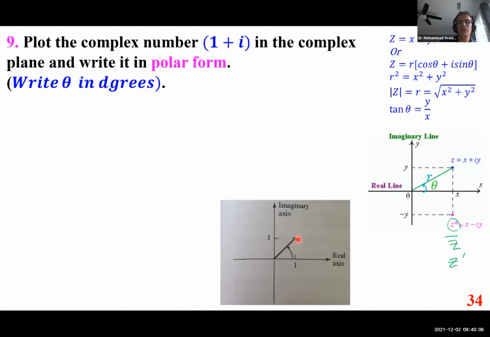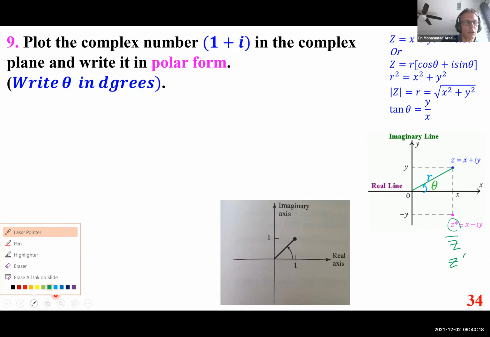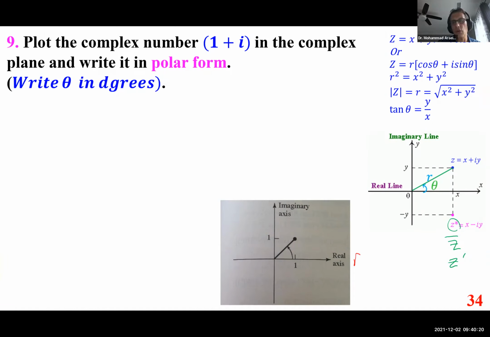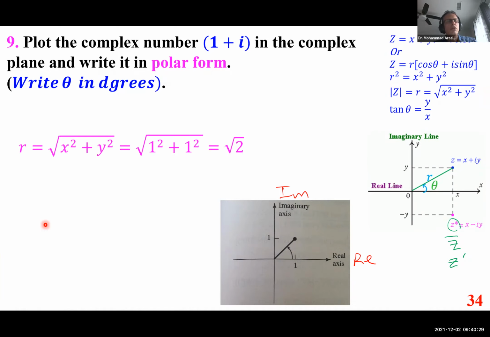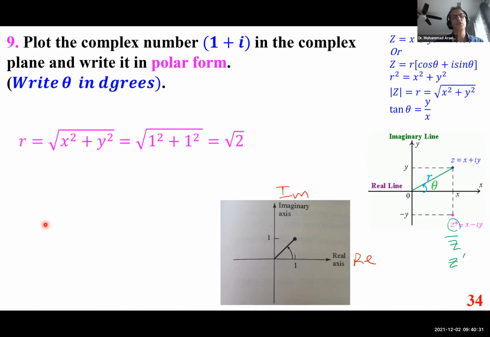You can think of it as x and y, but again, this is the real axis and this is the imaginary axis. Many times you see this one as Re, and this one as Im, short for real and imaginary. So let's calculate r using the formula square root of x squared plus y squared, knowing that x is 1, and y is 1, since when we don't have anything in front, that means 1 times i.